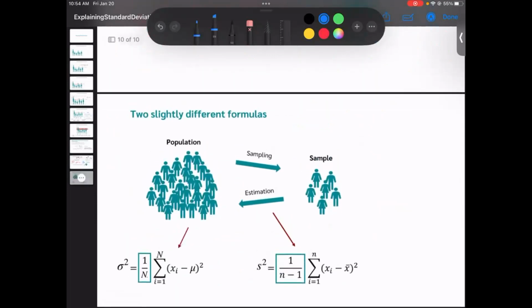So right here, population, sample. The difference is instead of dividing by the whole size, you take 1 out if you do the sample. In statistics, if you see a Greek letter, that means they talk about the population. If you see a Roman letter, that means they talk about the sample. Okay.